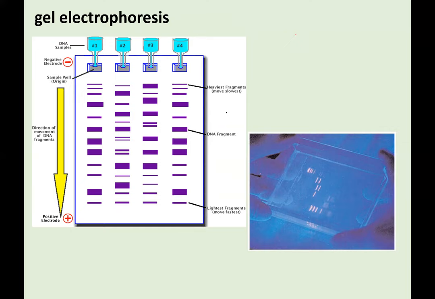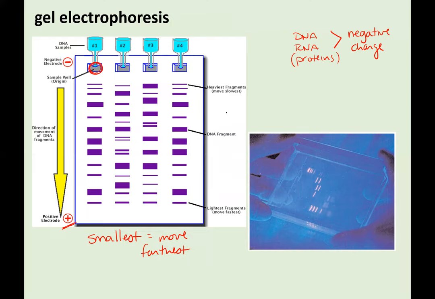Well, DNA, RNA, and proteins kind of. DNA and RNA have a negative charge. That sugar phosphate backbone is negative. So what we do is we put them in one part of our gel and they will move towards the positive. So by using that electricity, they're moving and they're separating by size. So the smallest fragments move the farthest. And the heaviest or the largest move the slowest. And what we're talking about is away from where you start, where you put your sample in.